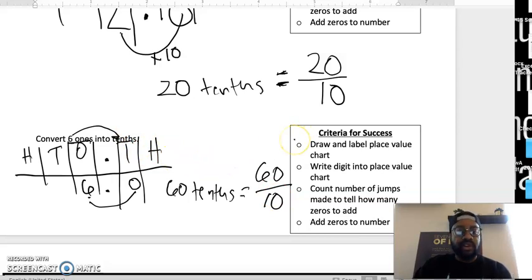So in order to convert, I first drew and labeled my place value chart. I then wrote the number that I started with, which was the 6 ones. I then counted how many jumps I had to make. I only jumped one spot, so that's 1 0. I added that 0, and it gave me 60 tenths. Then I turned that into a fraction by doing 60 over the place value. The place value that we are in is now the tenths place. That is the strategy you are going to use as you go through each of these problems.